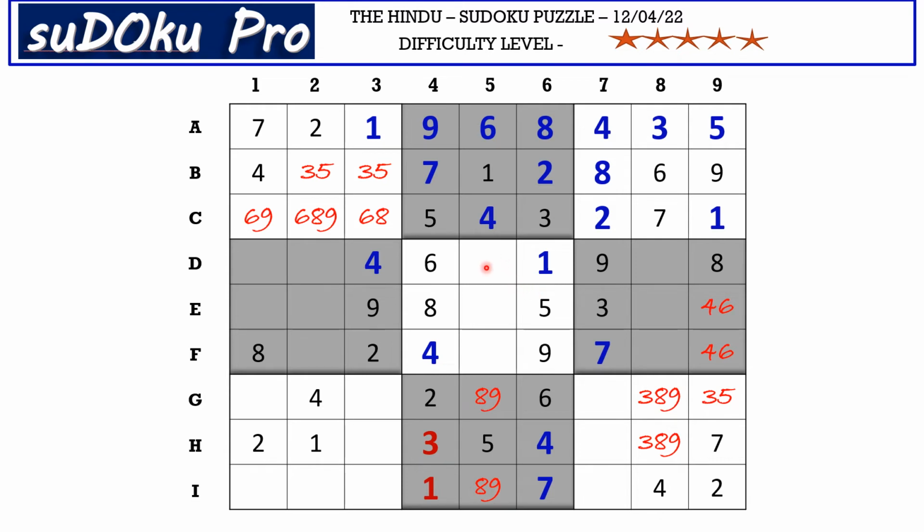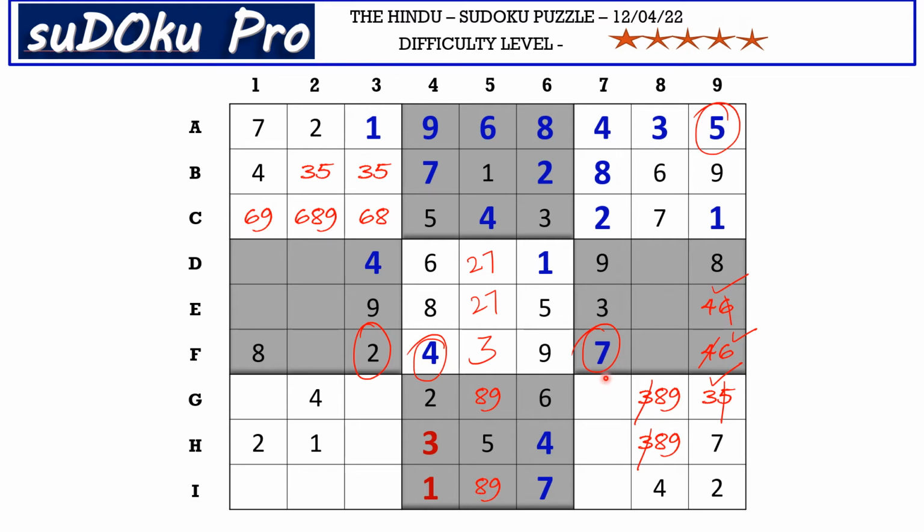In column 5, there are only 3 empty cells and the missing numbers are 2, 3 and 7. There is 2 and 7 here in F row. So F5 takes 3 and the rest of these 2 cells take the 2, 7 pair. This 4 in F row cancels out the 4 here. So F9 is 6 now and E9 is 4. And in column 9, there is a 5 here. So G9 is 3 and this 3 cancels out the 3 in these 2 cells.